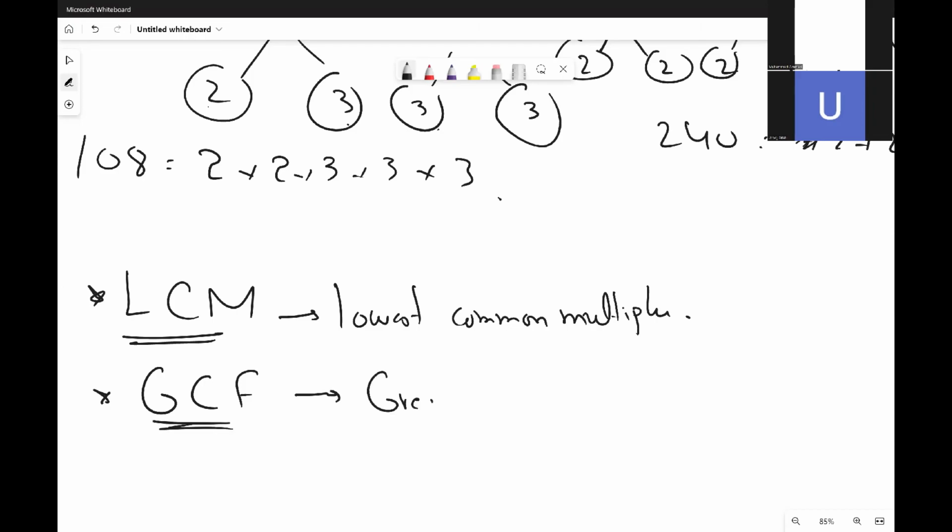So GCF is the greatest common factor. You can also call it the highest common factor, HCF.